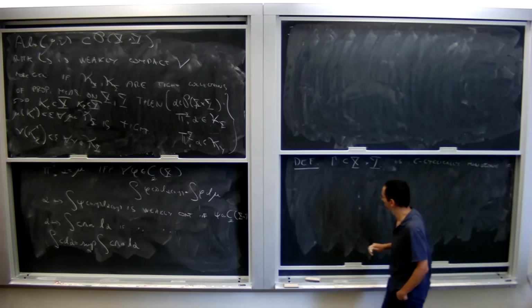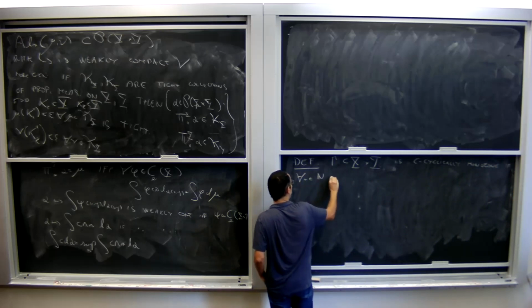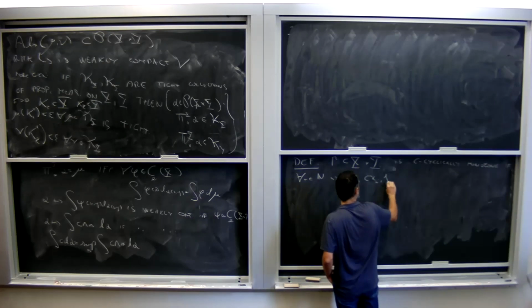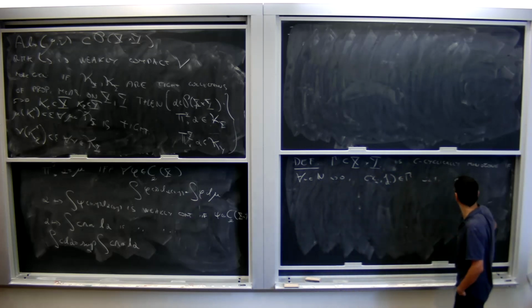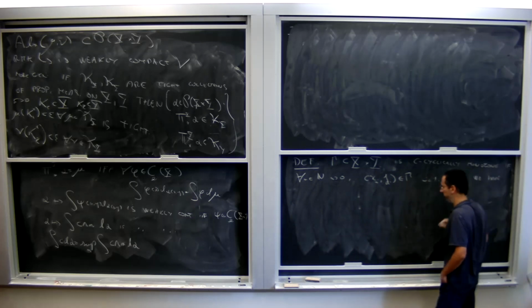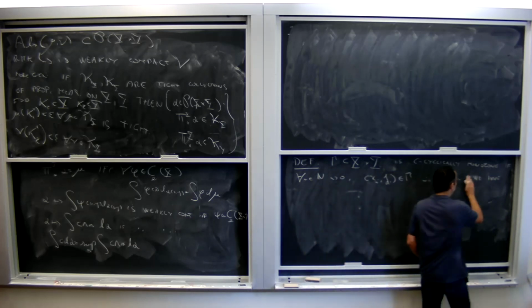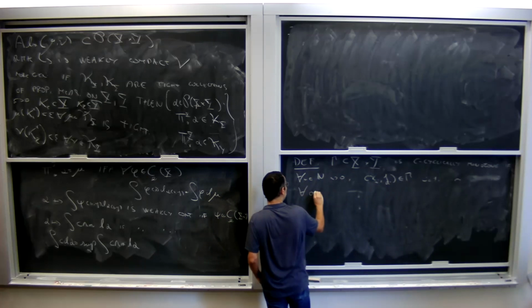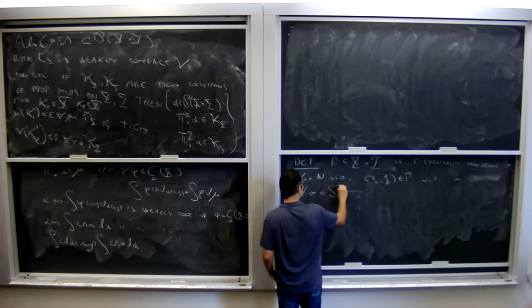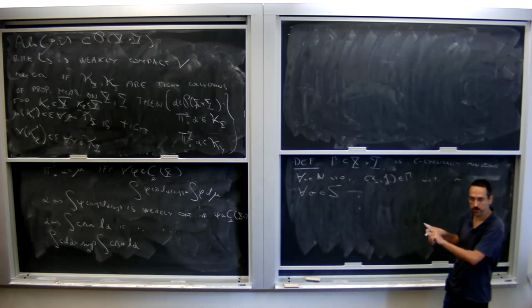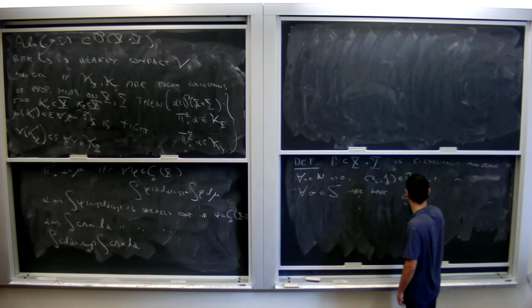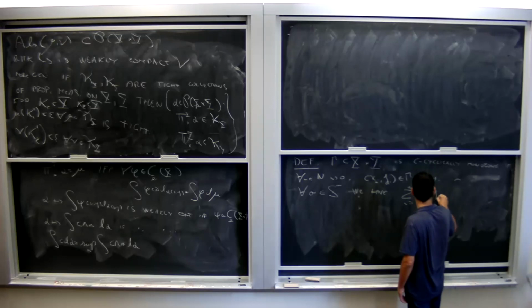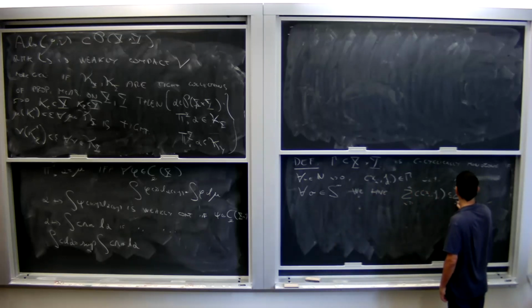if for every choice of natural number n, positive, and for every choice of (x_i, y_i) in this set, i goes from 1 to n, and also for any choice of permutation sigma in S_n, so a permutation of this set of n indexes, we have that the sum over i of the cost of going from x_i to y_i is not bigger than the sum over i of the cost of going from x_i to y_sigma(i).